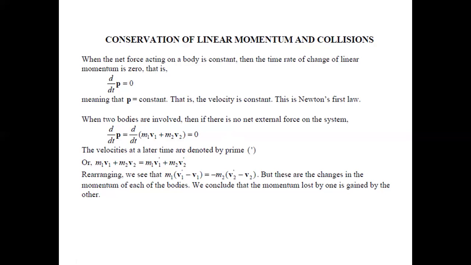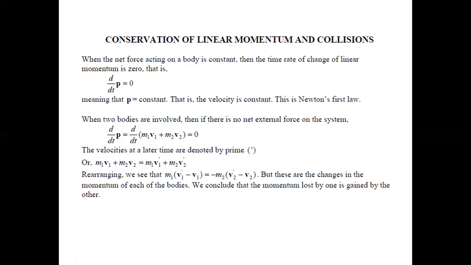Let us consider the conservation of linear momentum. If the net force acting on the body is constant, then the time rate of change of linear momentum is zero. That is dP/dt = 0, where P is the linear momentum of the body. If dP/dt is zero, that means that P is a constant. And this could be linked to Newton's first law.